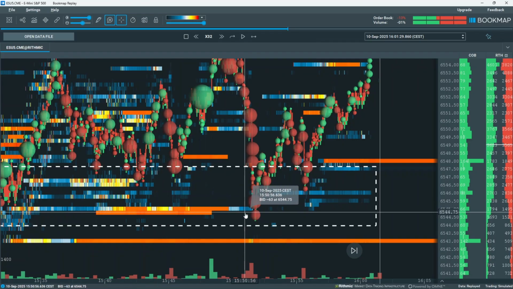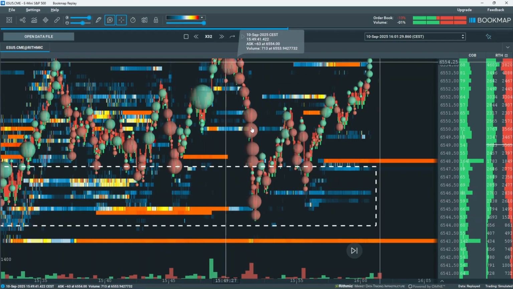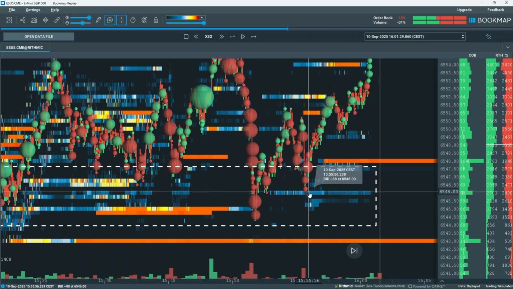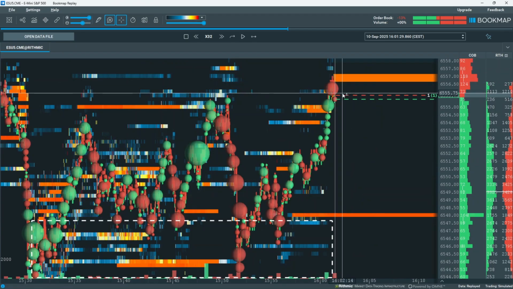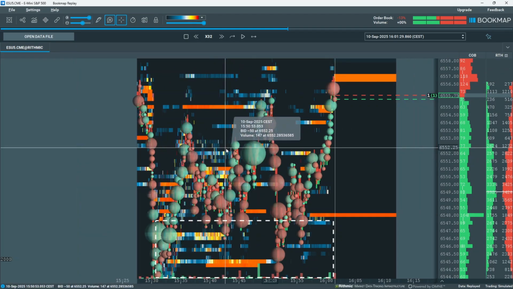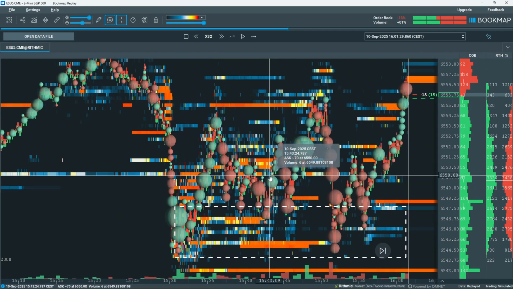Just filling more orders, more buys. Just filling as many buys as they can with absorbing all of that selling. And here as well, filling all those bids again. And there you go. Target was hit. So that is how you analyze the Bookmap. That is how I use the Bookmap personally.